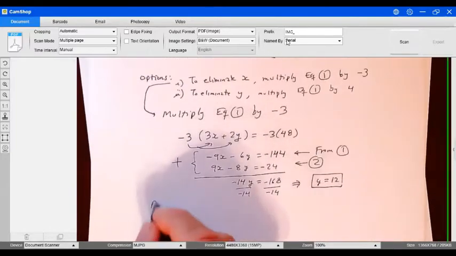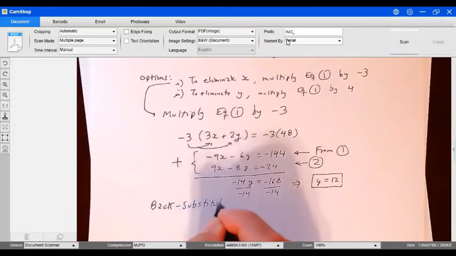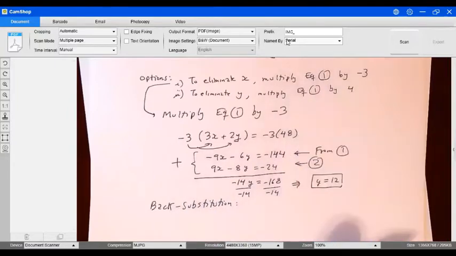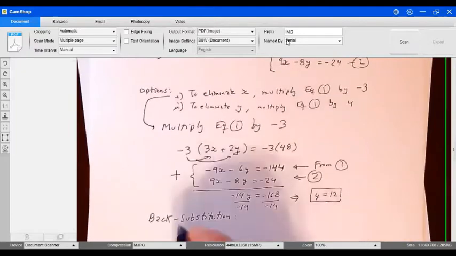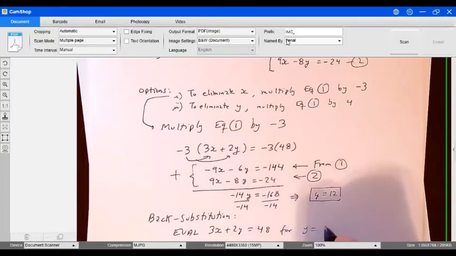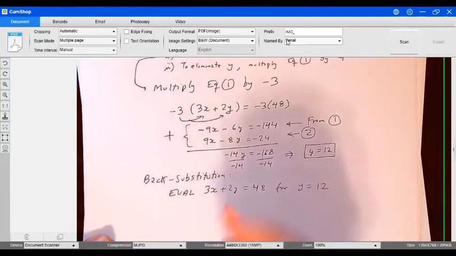So in the next step, we're going to do back substitution. We're going to do back substitution into one of the two equations. So we're going to use the first equation again. So we're going to evaluate 3x plus 2y equals 48 for y equals 12, which is the value that we just found. So we're going to replace y with 12.